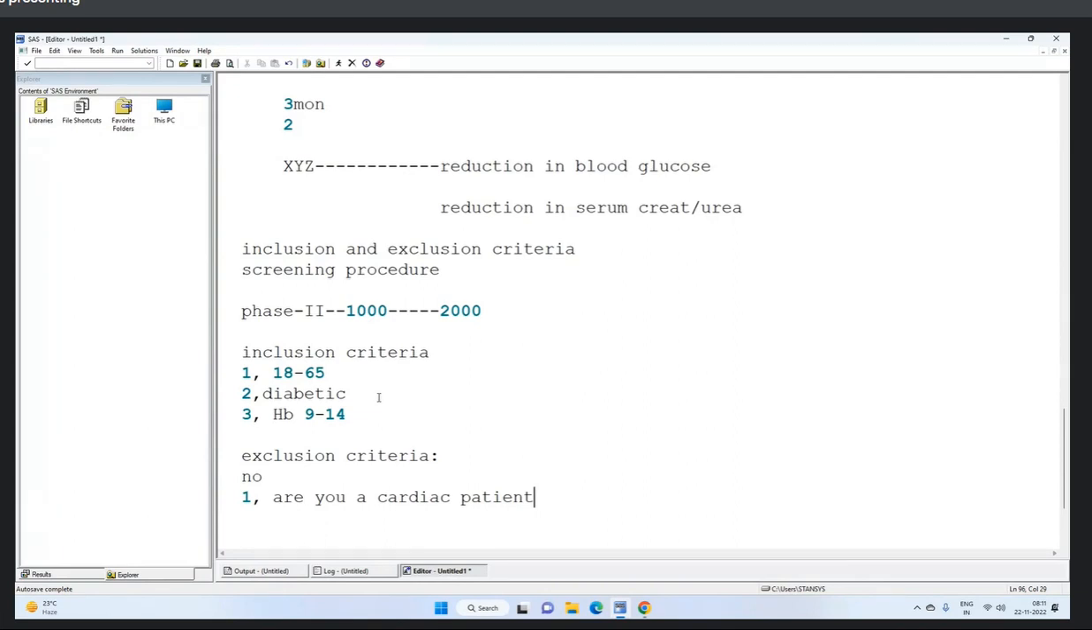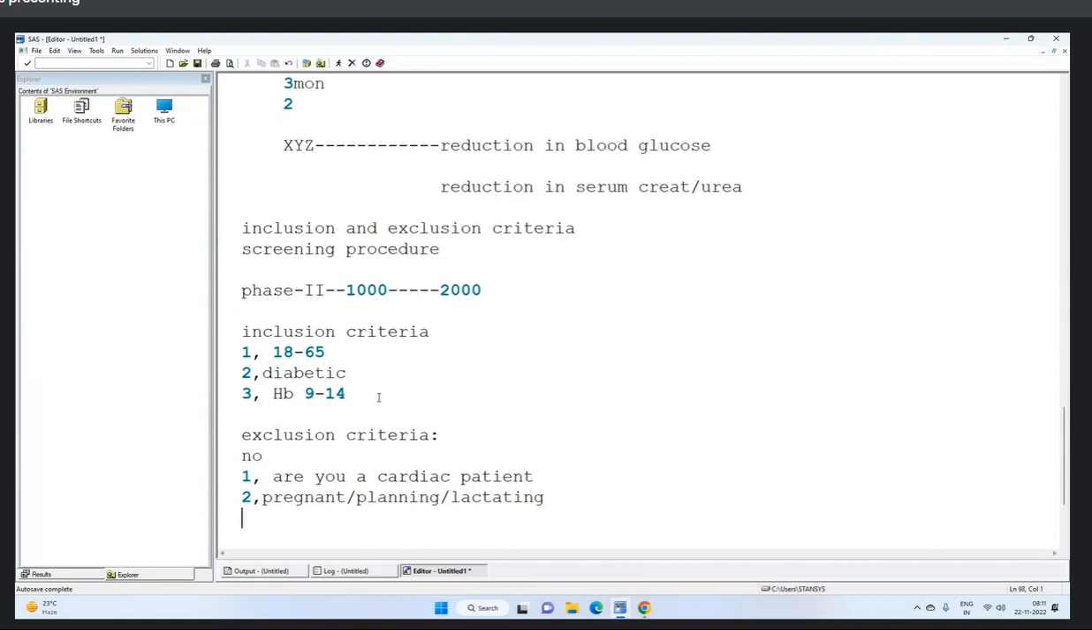And the second question is, are you pregnant or planning for pregnancy or you're a lactating mother? If you are pregnant, I won't take you. And if you're planning for pregnancy in the next 6 months, I will not take you. And if you're a lactating mother, I won't take you. Because in my study, I do not want to take any pregnant women, lactating mothers, or women planning for pregnancy. If you say yes, I won't take you. If you say no, I will take you.